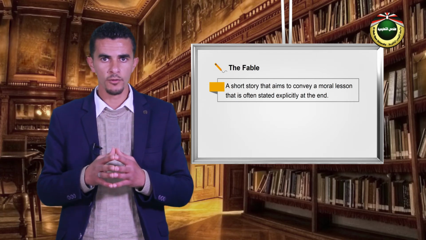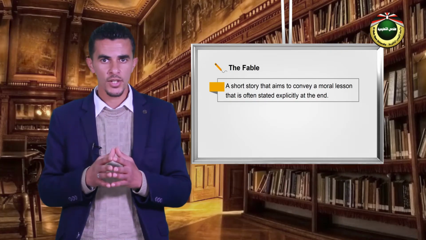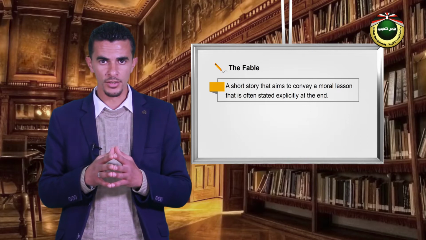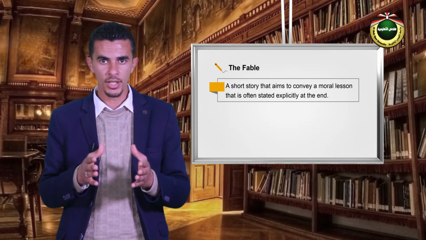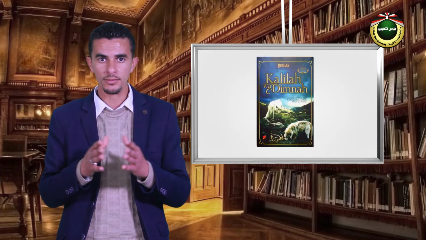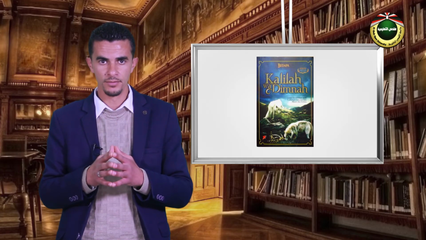The second type of short fiction is the fable. The fable is a short story that aims to convey a moral lesson that is often stated explicitly at the end. The major characters in this type of short fiction are basically animals which talk, behave, feel, and act like human beings. Kalila wa Dimna is a good example of the fable.